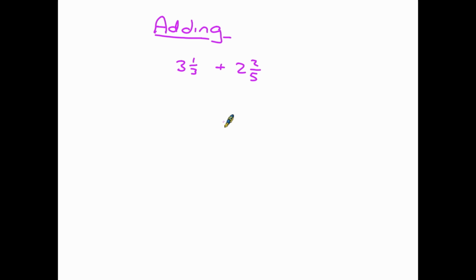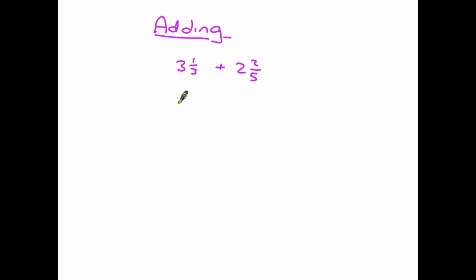We're going to start with adding because it's certainly the least complicated of the two things we're looking at today. So let's have a look at 3 1/3 plus 2 2/5. So two mixed numbers or mixed fractions, and as we can see, the fraction part of each number does have a different denominator, so we have to tackle that as we go along.